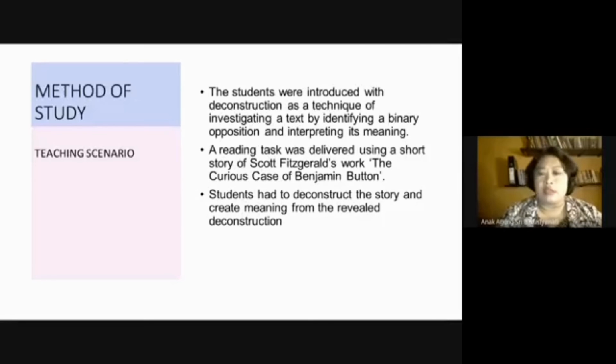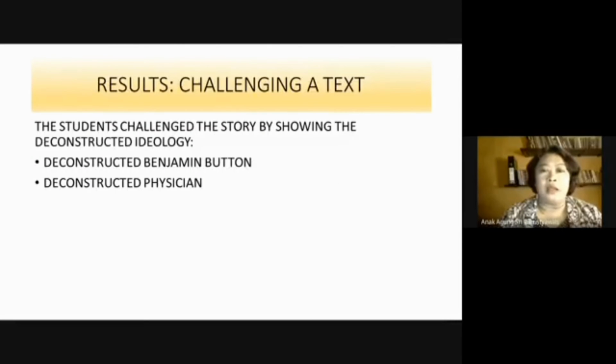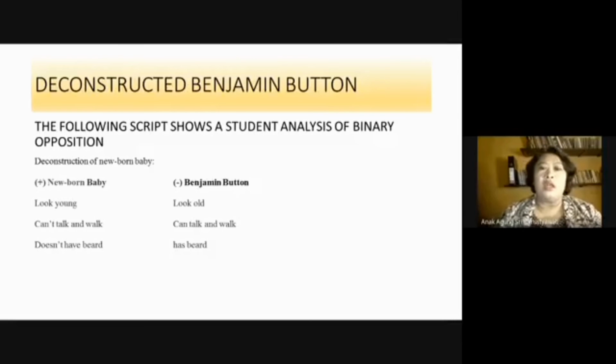Now, having seen the method of the study, let's see the results of the challenging texts. These were conducted by deconstruction of the ideology of Benjamin Button and then the deconstruction of the physician or the medical personnel in the story. Now let's have a look at the deconstruction by using the binary opposition. In this case, the character of Benjamin Button was opposed to a newborn baby. A newborn baby in general usually has the following characteristics: looks young, can't talk and walk, and doesn't have a beard. On the contrary, Benjamin Button looks old, can talk and walk, and has a beard.